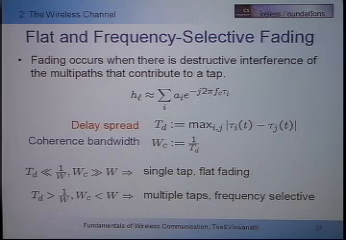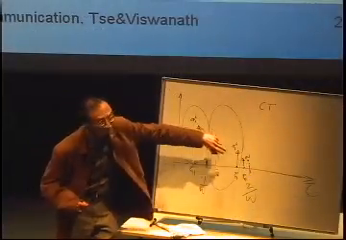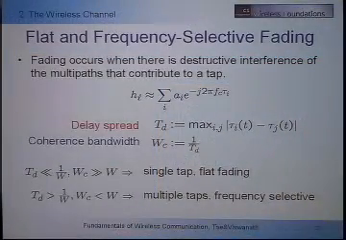Otherwise, if 1 over W is less than the delay spread, then you start seeing this phenomenon. That is, you start seeing paths group into different taps, and therefore you have multiple taps, and your channel is frequency selective. So that's the other type of channel, with multiple taps: frequency selective. That's our basic characterization in terms of the delay spread. So delay spread is the key parameter.